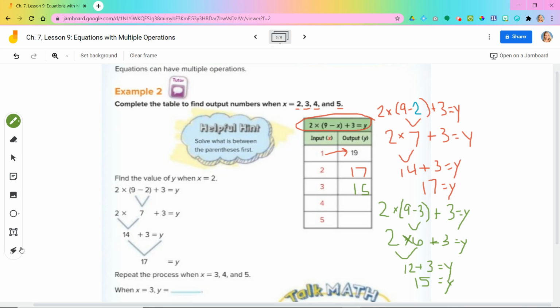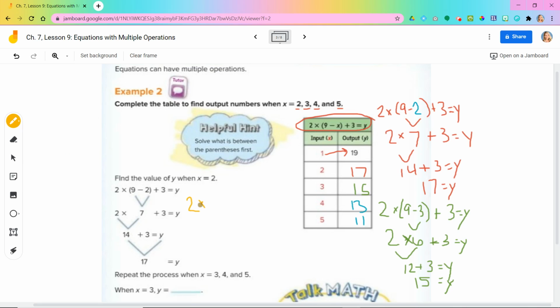Now, you can already see that there's a pattern starting to develop. 19, then 17, then 15. So it seems that we're decreasing by 2. And that's fine. And if you want to assume that what comes next would be 13 and then 11, but you definitely have to double check it by working out an equation. I am going to be a stickler for seeing your work on here. So let's double check and make sure that when x is 4, y is 13.